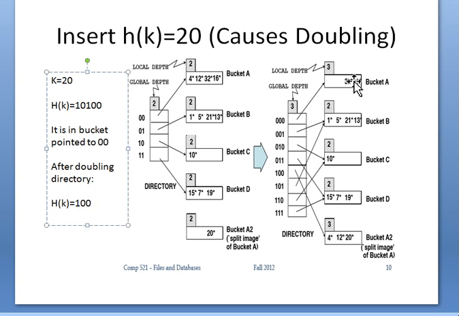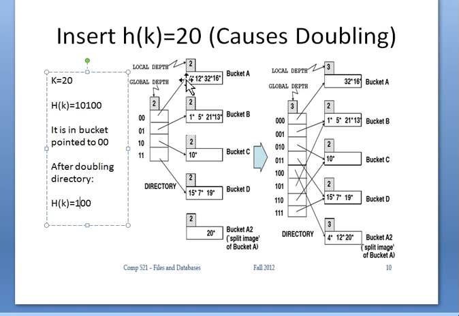000 is this bucket A. 001 is this bucket. 010 is this one, C. 011 is this one, very good. Okay, now I will split only the bucket I need. Which bucket do I need to split? Bucket A. For that I will have a split image. Bucket A's split image is bucket A2. And I will rearrange the values.